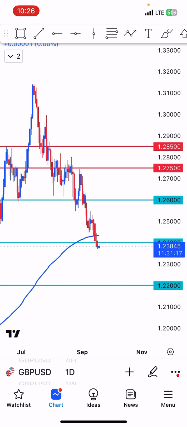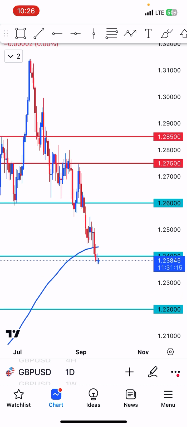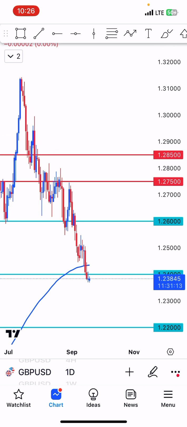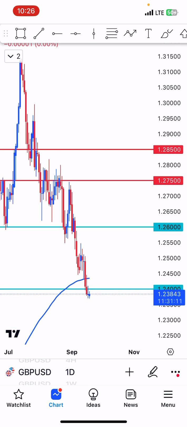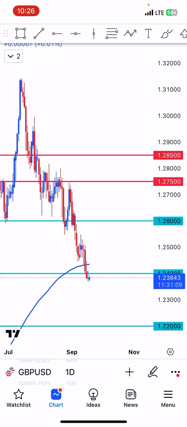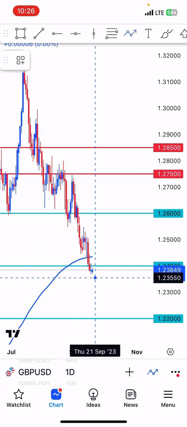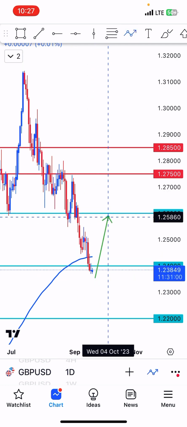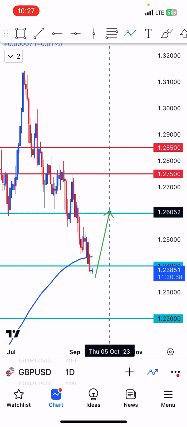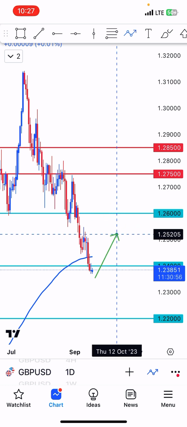As you can see here on the GBPUSD, we are stuck below 1.2400. We need to call. For me, I'm anticipating a pullback to test this level of resistance before I see further downside.